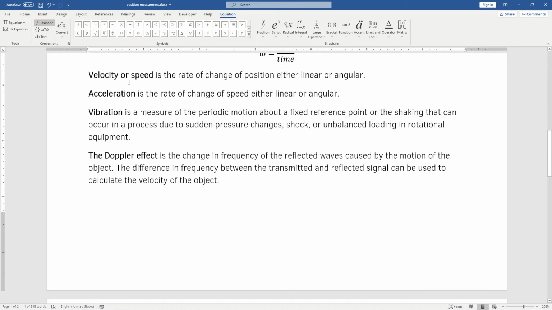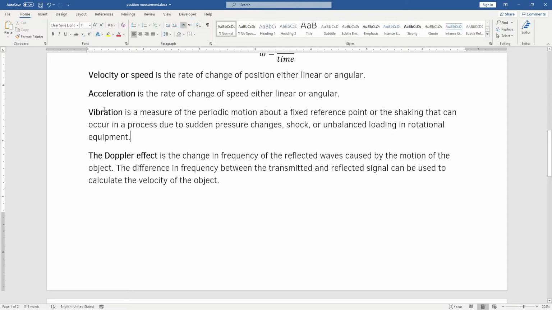But velocity or speed, we mentioned it already. Acceleration, we already know it. Vibration is a measurement of periodic motion about a fixed reference point. So here we talk about absolute position. Also, it can be the shaking that happens because of the process, due to sudden pressure change, shocks, unbalanced things. Of course, this one is unwanted behavior. It is an unhealthy case.